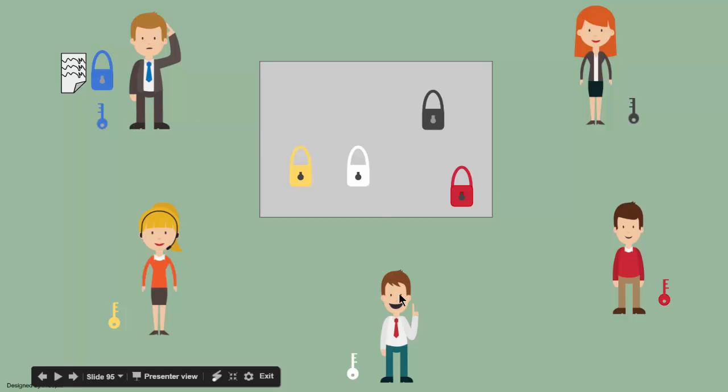So if he wants to send this girl or this actor a message, he will request her public key, which is this one, encrypt a message with it, and then send it back to her. Since she has the private key, she will be able to decrypt the message.